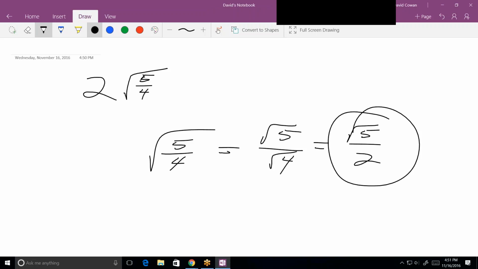So if I turn this square root of 5 over 4 into square root of 5 over 2, then I have the following. Now the 2's cancel, and my answer is square root of 5.